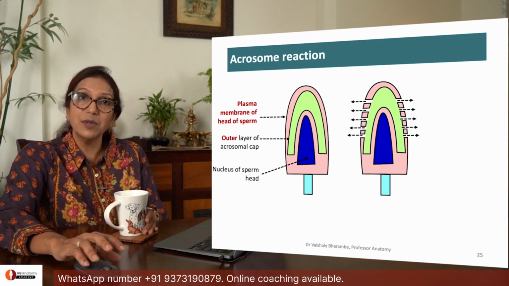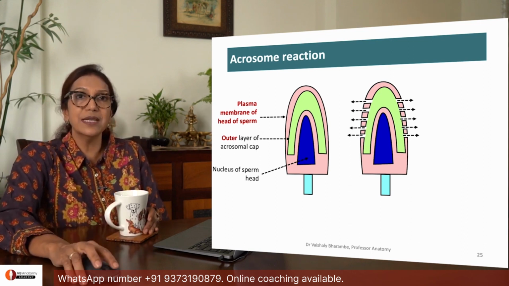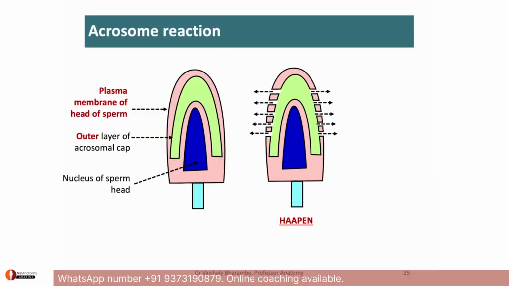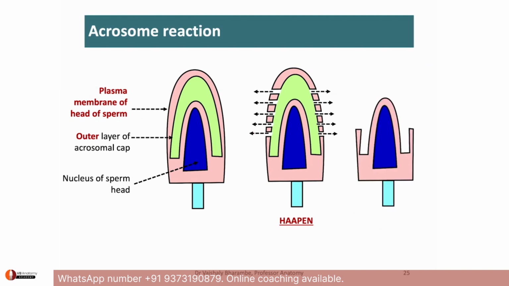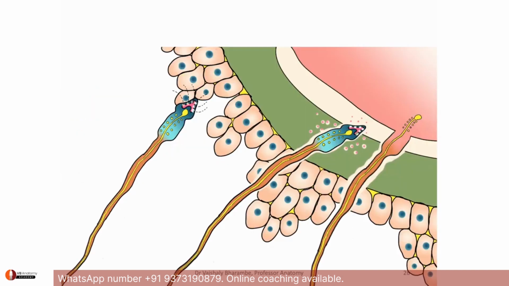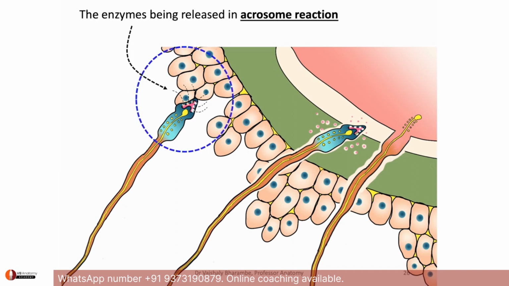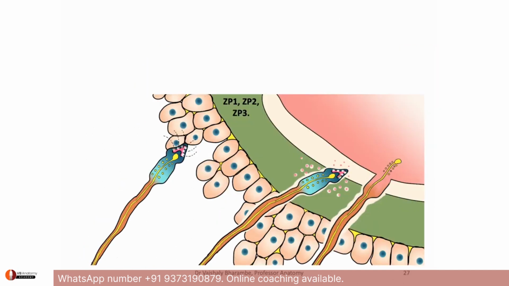Okay, these enzymes are powerful, students. Let's see what happens now. This is what is left of the head end of the sperm. Here you're seeing how the enzymes are being released by the acrosome reaction. You can see the head end of the sperm has become porous and all those enzymes are flowing out. Now what happens is that the head end of the sperm binds with a receptor called ZP3.